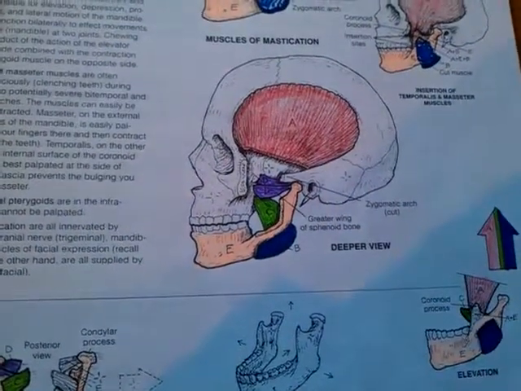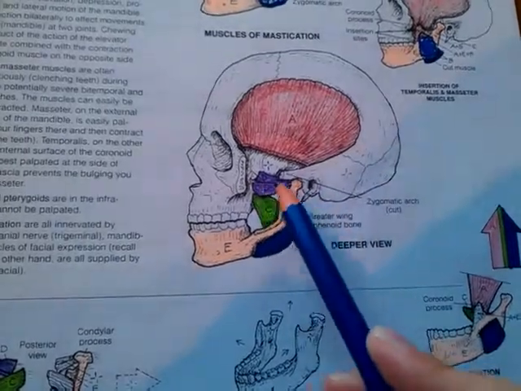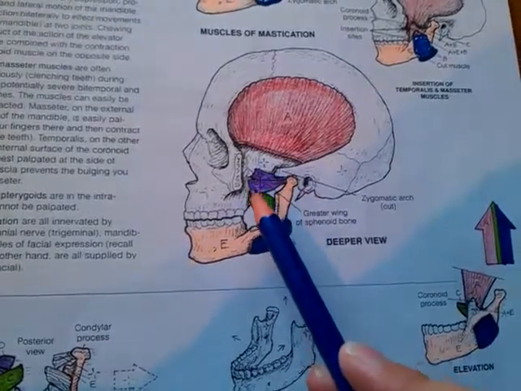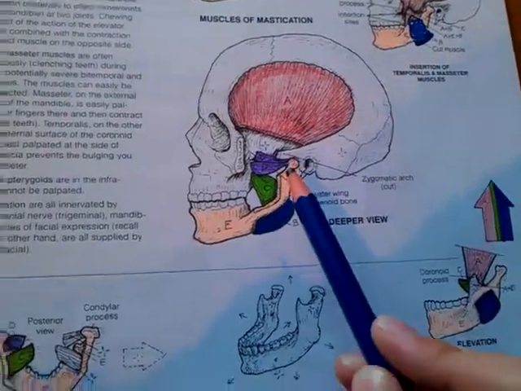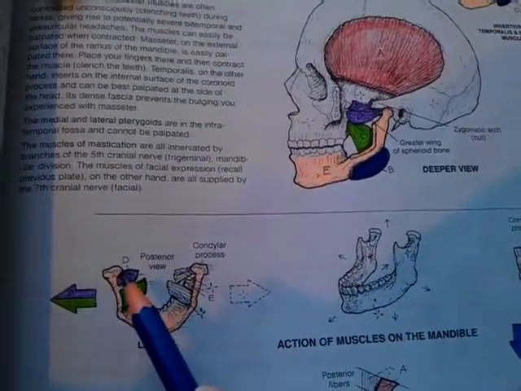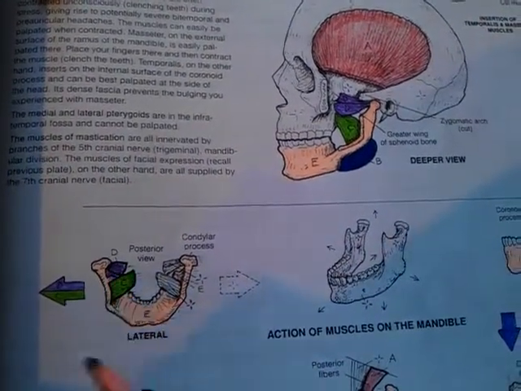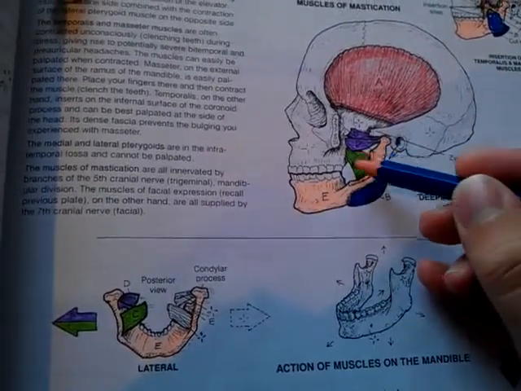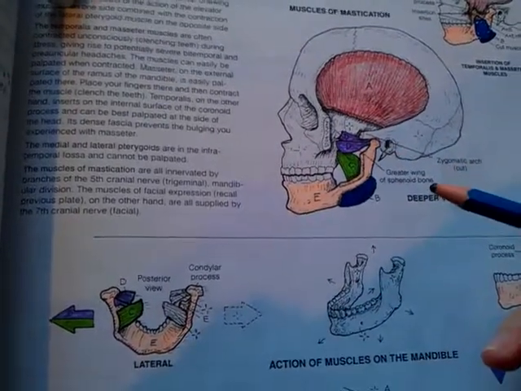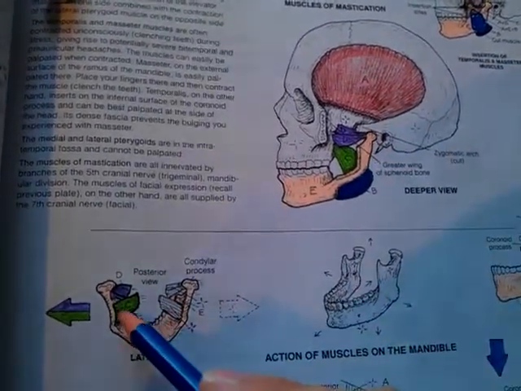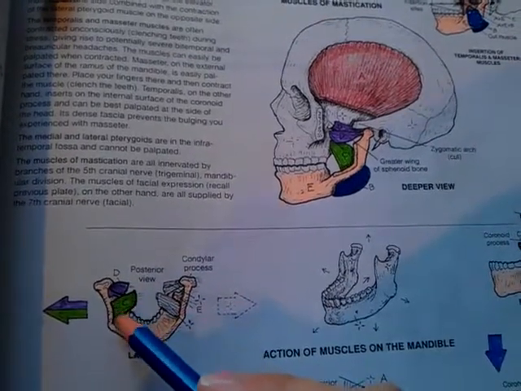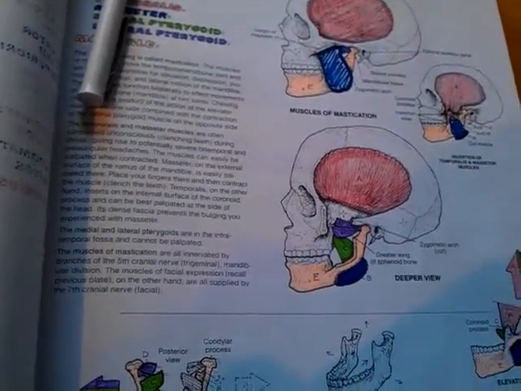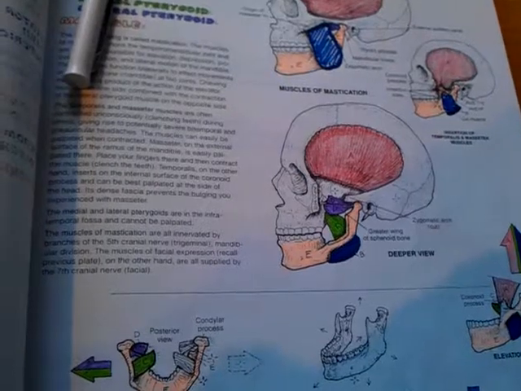Next you have the lateral pterygoid muscle, which originates on the lateral plate of the pterygoid process of the sphenoid bone and inserts on the neck of the mandible, here. Then you have the medial pterygoid muscle, which originates on the pterygoid fossa and inserts on the internal surface of the angle of the mandible. These four muscles are innervated by the mandibular branch of the trigeminal nerve.